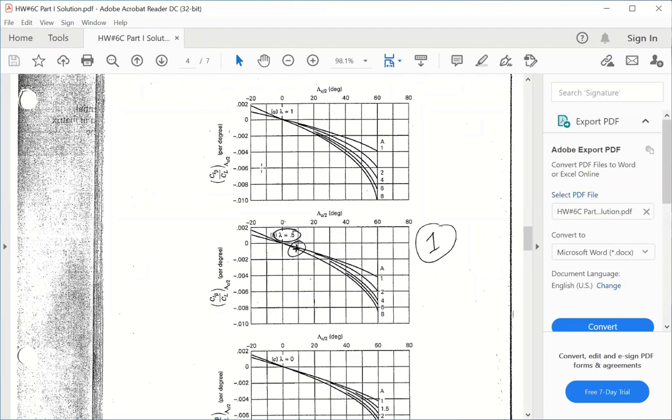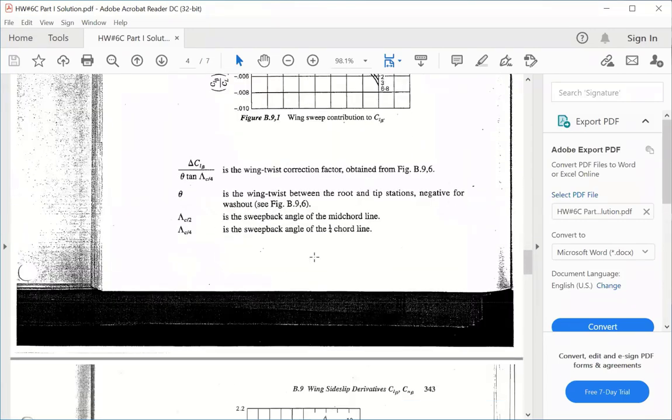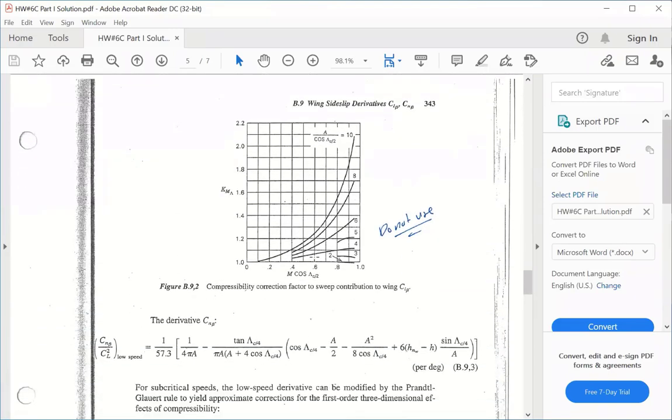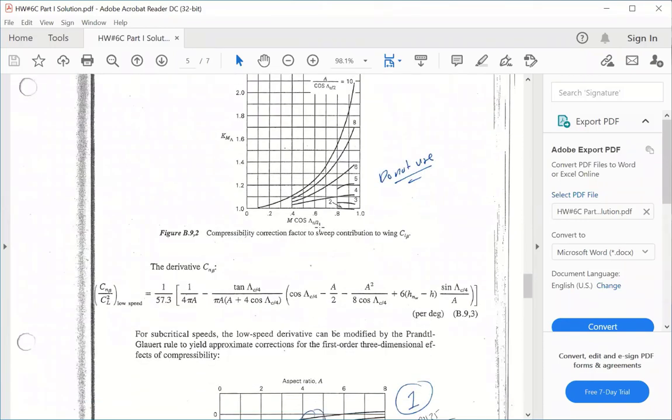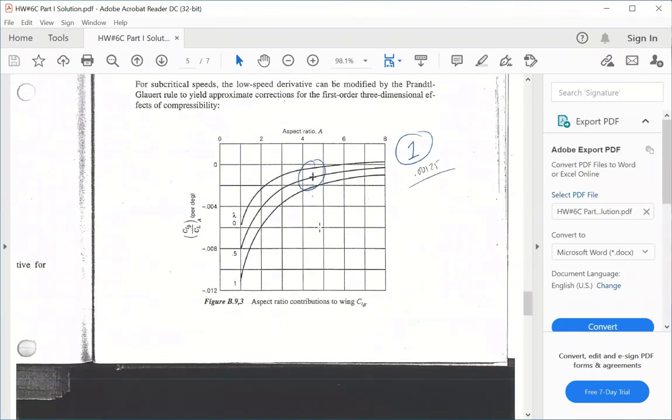Okay, and then on the next set of plots, don't use that one because there's no compressibility, unless you just want to be an overachiever. No. Don't worry about that one. And then this is B.9, comma 3. So that's this one here. And what is 0025? Is that what we're reading from that? No, 0125. And that's negative as well.